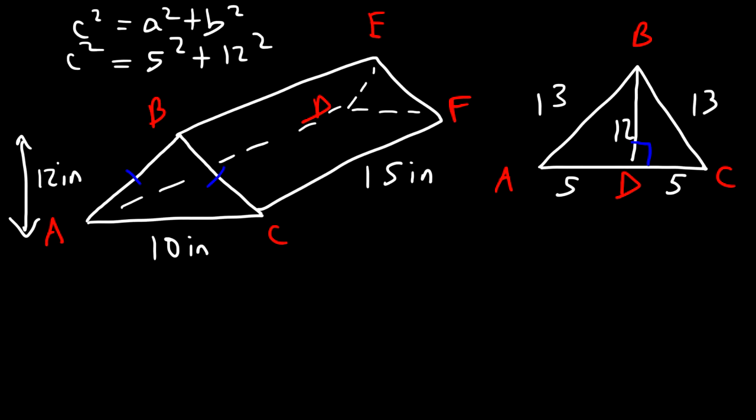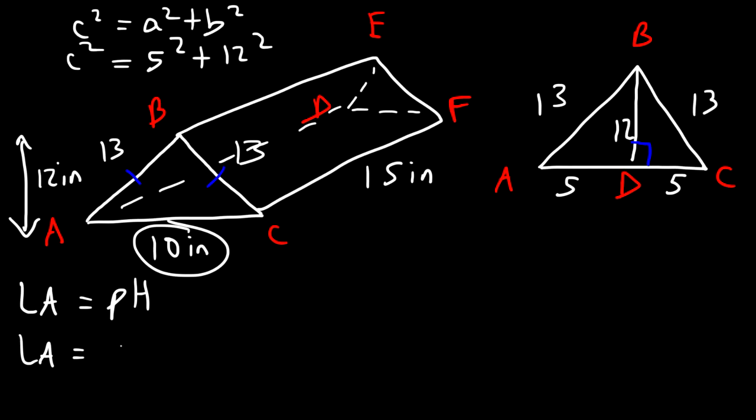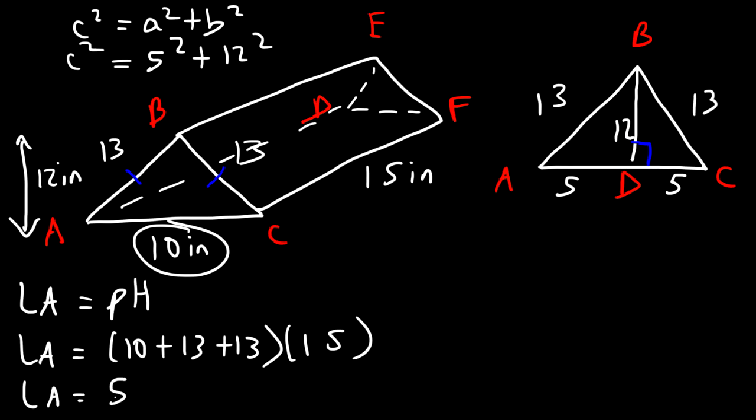So now we have everything that we need. So to calculate the lateral area, it's going to be the perimeter times the height. So AC is 10, AB is 13, BC is 13. So the perimeter is going to be 10 plus 13 plus 13, and then we need to multiply it by the height, which is 15. So the lateral area comes out to being 540 square inches.